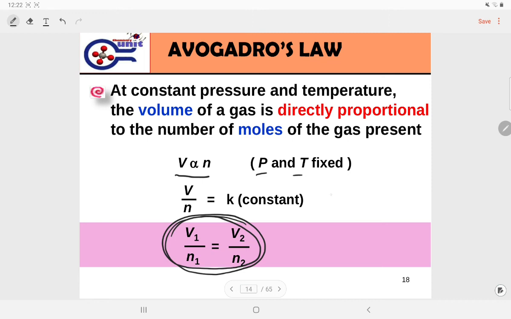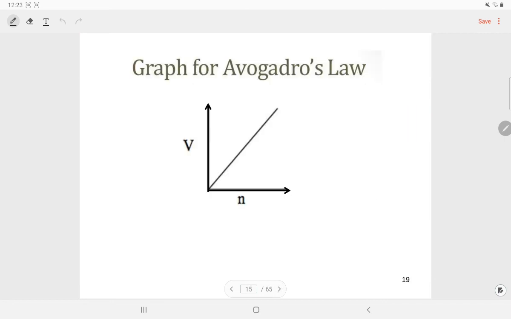Again, your V1 or V2 can be in any unit for volume, which is either milliliter, liter, cm cubed or dm cubed, or anything else, provided you make sure the unit that you use for V1 is the same unit that you use for V2. And n1, n2 is just the number of moles, which is in mole. Okay, so this is the graph for Avogadro's law, where volume is directly proportional to number of moles. So that's why you just see a straight line here.